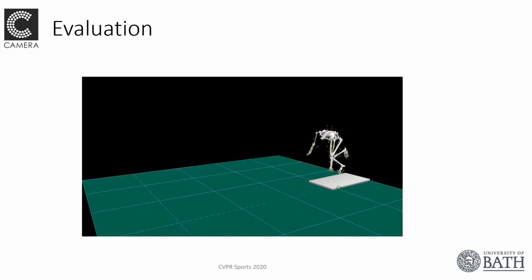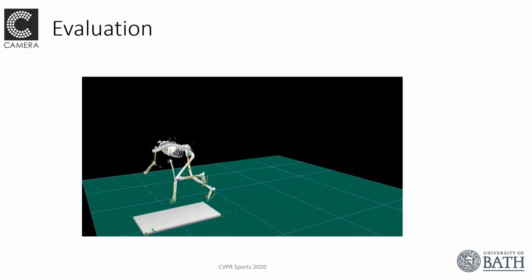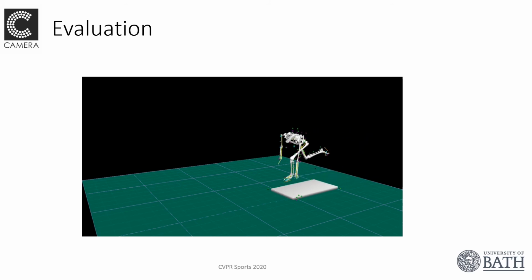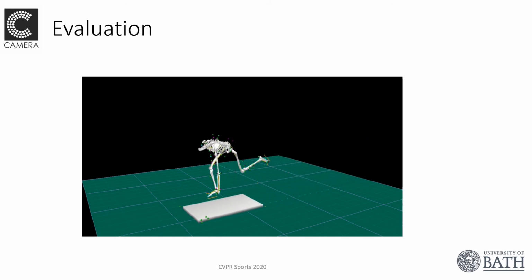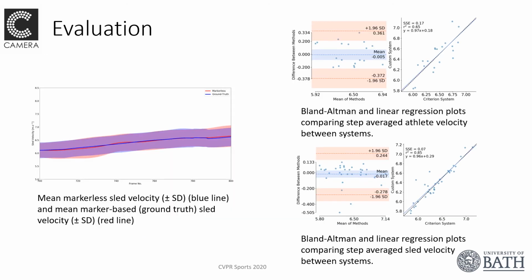To test the performance of the system, 33 push trials from 12 athletes were recorded using both the proposed vision system and a marker-based motion capture system. The marker-based data was processed using gold standard biomechanics practices to determine athlete and sled centers of mass and velocities. The results show that the proposed vision-based system, which requires no markers and no interference with the athletes, produced measurements that were highly consistent with the marker-based ground truth.